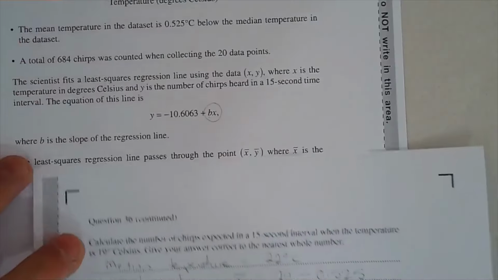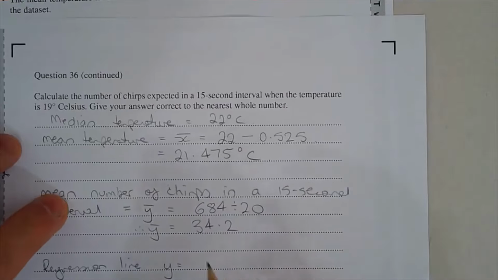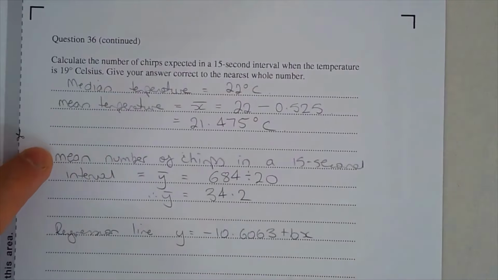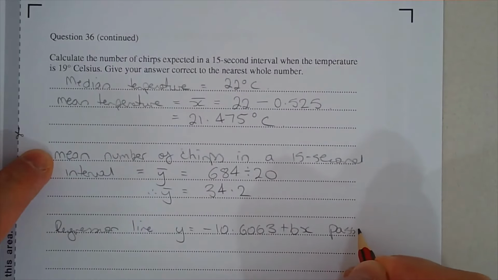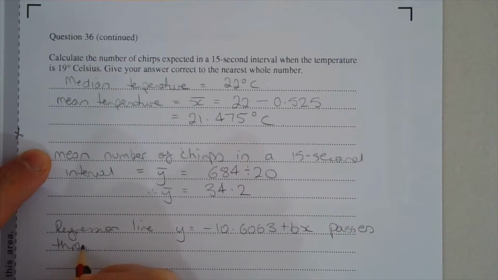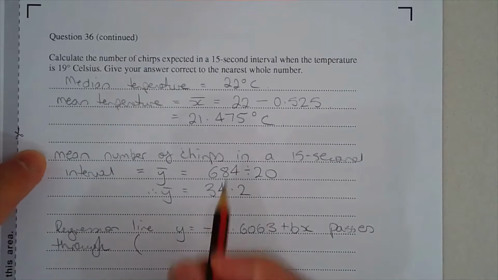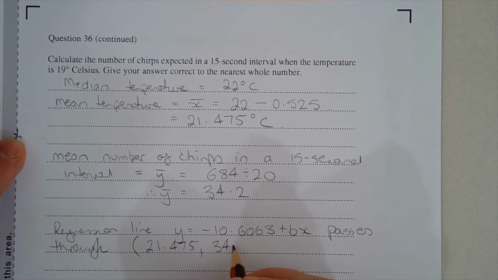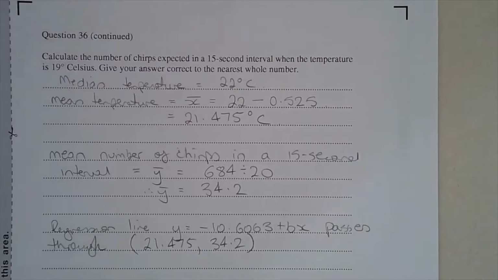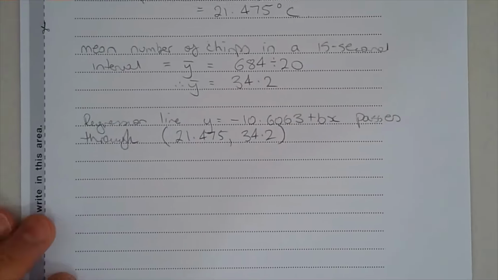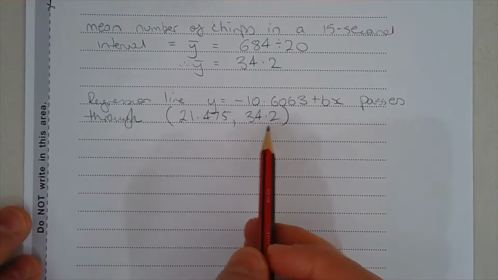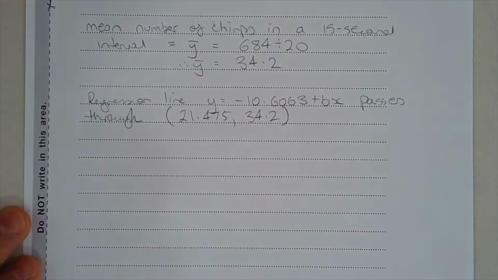I'll just write the equation again, it just makes it easier. So it's y equals negative 10.6063 plus bx, and it passes through the point 21.475, that's our x bar, and y bar is 34.2. Now we need to substitute this point into the regression line equation.